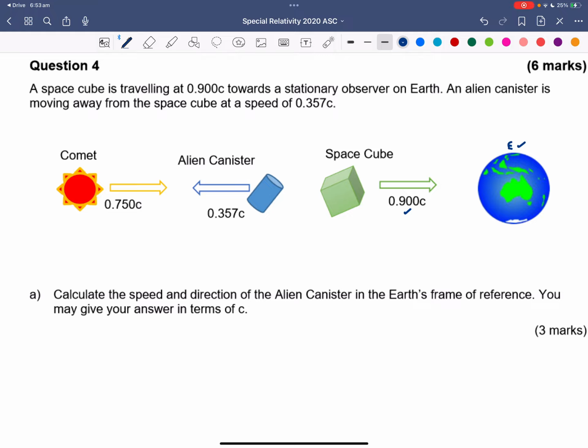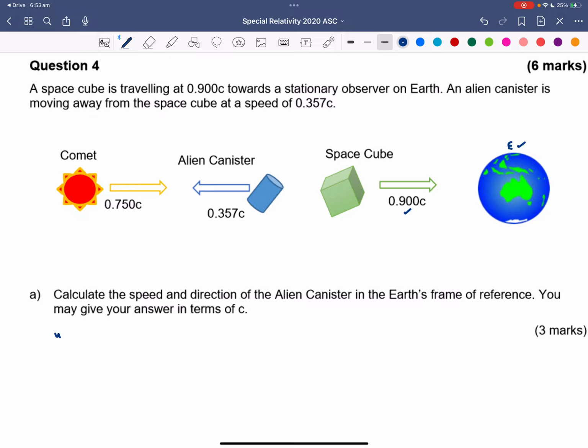Alrighty, so what do they want? They want the speed and direction of the alien canister in the Earth's frame of reference. Do you realize that it's got nothing to do with the comet? Comet's irrelevant, so now we have 3 objects: alien canister, space cube, and Earth. We want the speed of the alien canister in the frame of Earth's reference. The Earth is stationary in this case, so we effectively want something without a dash.